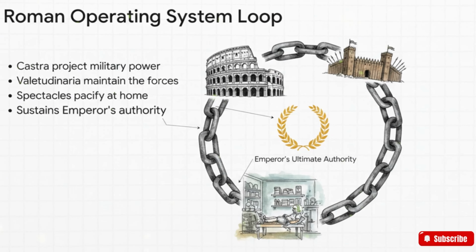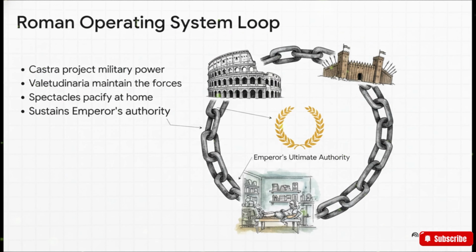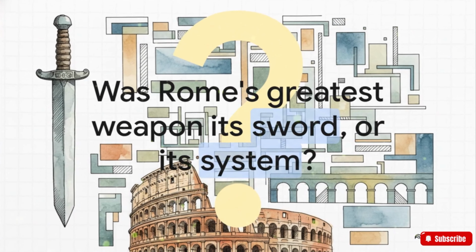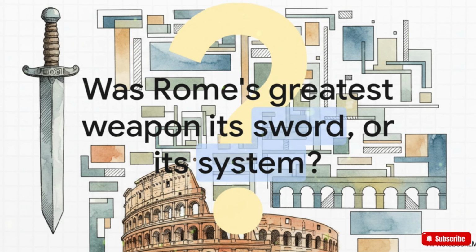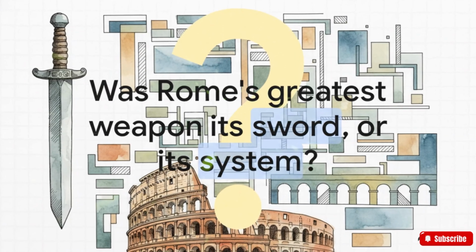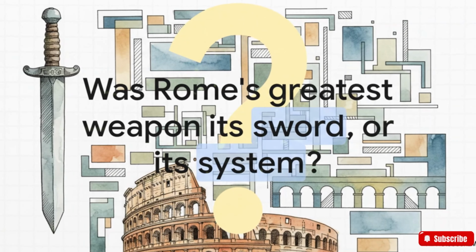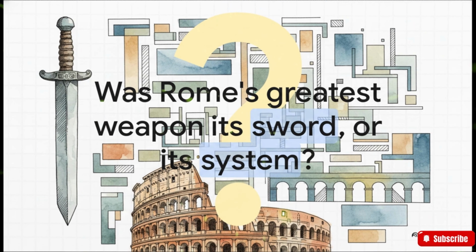It's a completely closed loop, revealing that Rome's true genius was its ability to assemble, classify, and manage human beings on a massive scale. Which leaves us with this final thought. When we look at this incredible organizational genius, the calculated deployment of logistics, medicine, and psychological control, was Rome's greatest weapon truly its sword? Or was it this relentless, perfectly engineered system? Think about that the next time you see a picture of the Colosseum.